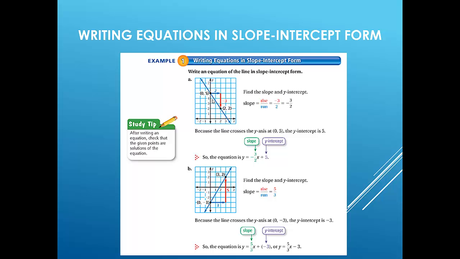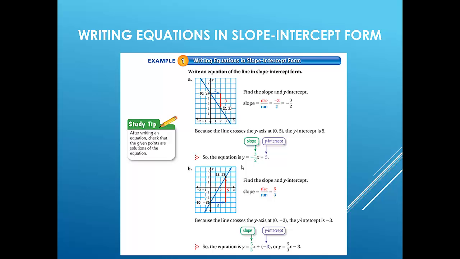We can use this information to write our equation. We have y equals mx plus b. M is our slope, and b is our y-intercept. So y equals negative 3 halves x plus 5. This would be the equation for our line.